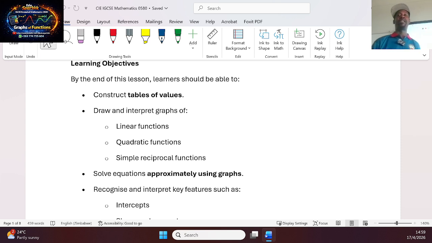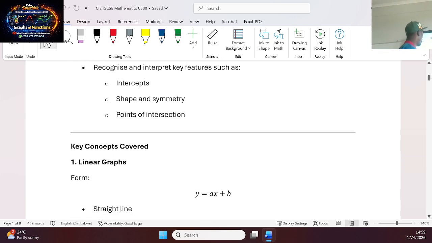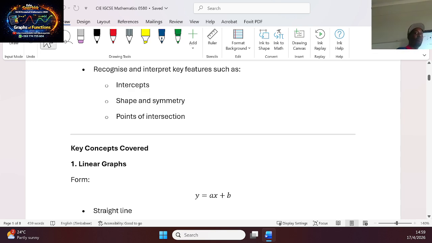We must also be able to solve graphs by approximating. In other words, we sketch our curve, we check the points where our curve cuts the x axis. Those will be estimates of solutions. We should be able to make an interpretation of our intercepts. What do they mean to us? Shape and symmetry, as well as points of intersection.